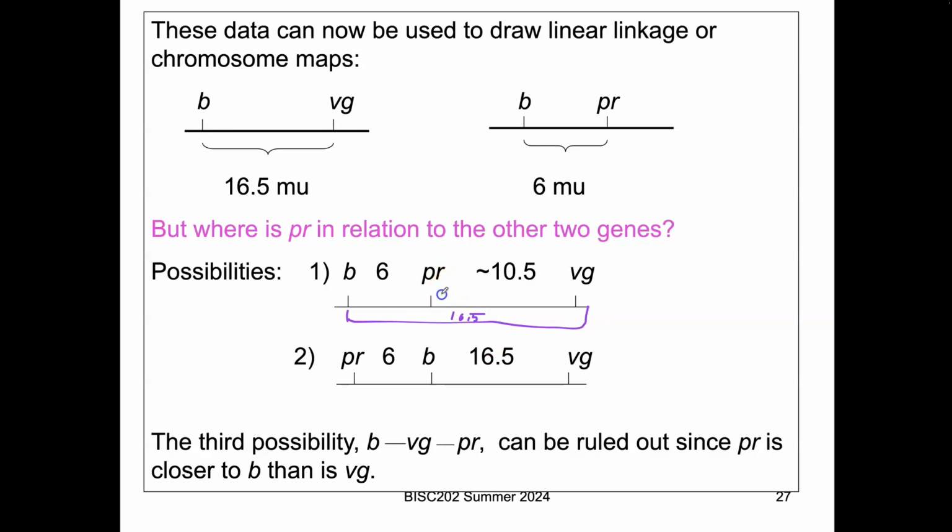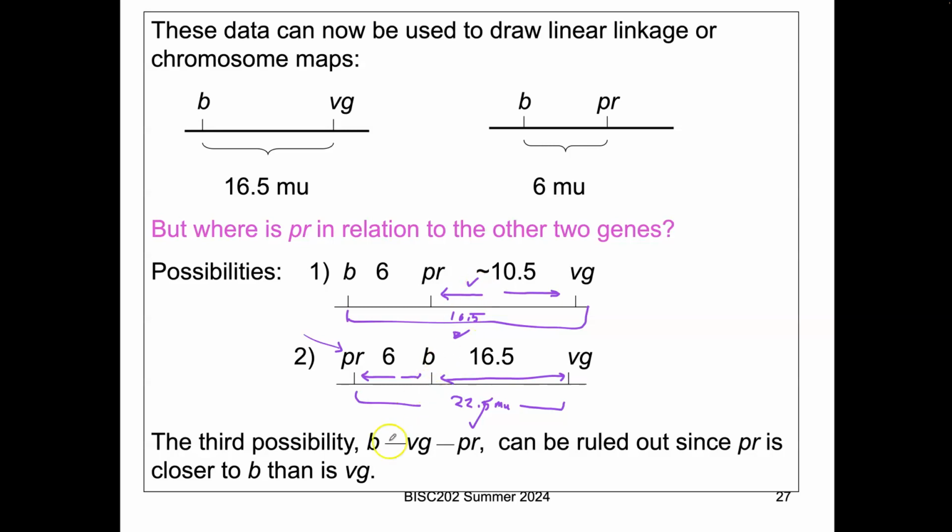And in that case, we would expect the vestigial to purple distance to be around 10.5 map units, right? But it could also be this combination with purple and black 6 map units apart, and then black in the middle, and the vestigial to black distance is 16.5, and so this would be a total of 22.5 map units, right? So when we map purple relative to vestigial, the number that we generate is going to tell us what the actual arrangement of them is.